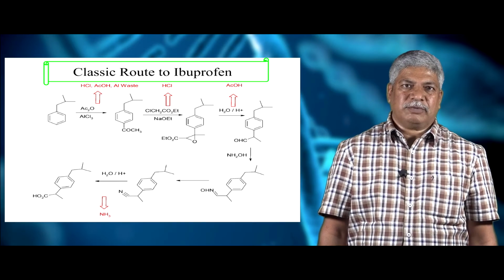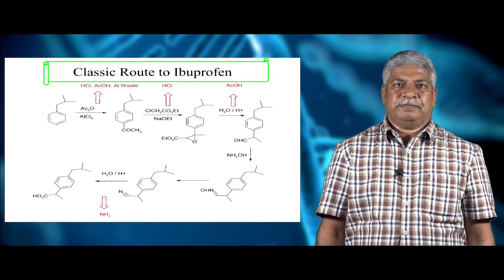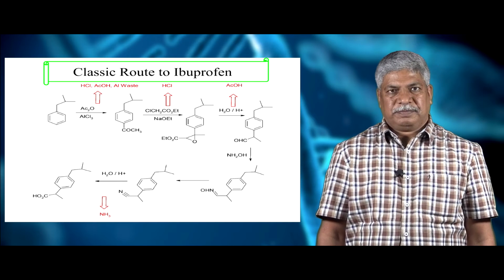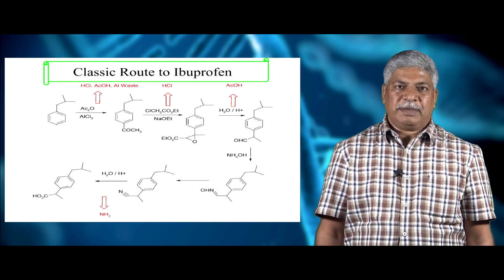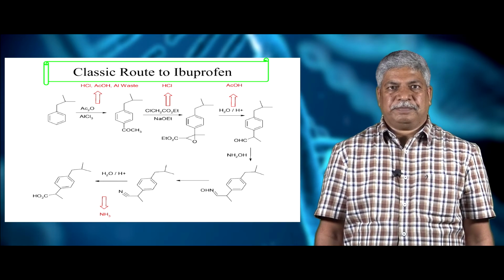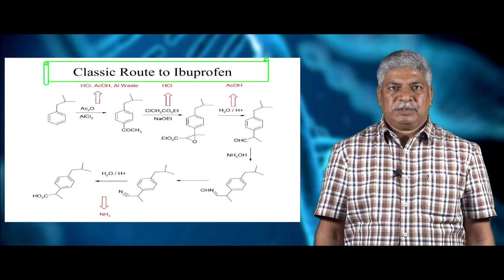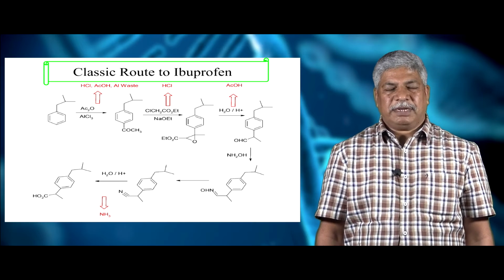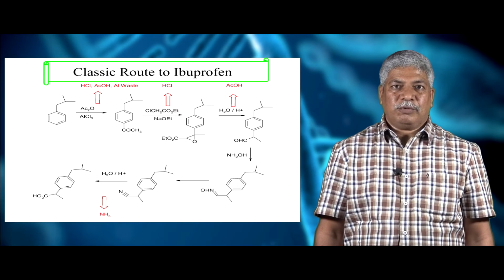Then in the second step, it reacts with chloroacetic acid. Subsequent hydrolysis forms the corresponding aldehyde. So in these two stages, acetic acid and hydrochloric acid go as waste. Then the aldehyde reacts with hydroxylamine to form the corresponding hydroxylamine product, which subsequently gets dehydrated to the corresponding nitrile. This nitrile finally on hydrolysis forms the brufen. So here ammonia goes as the waste product. This is the method which was developed by Boots Company Limited, and we will see how the atom economy is calculated for this particular process.